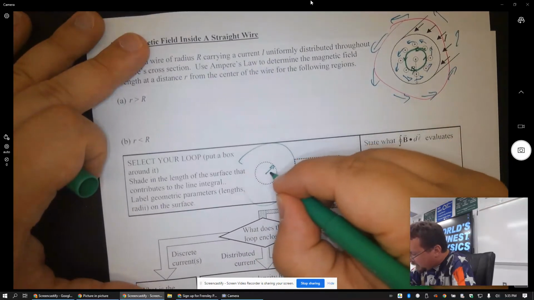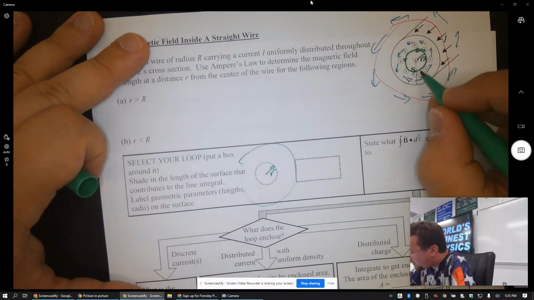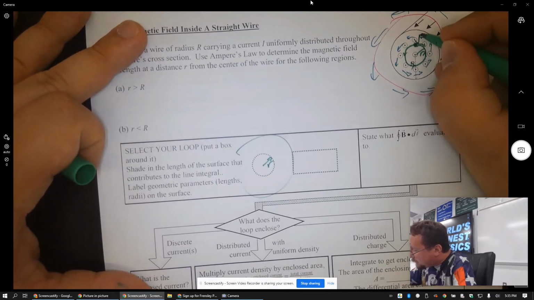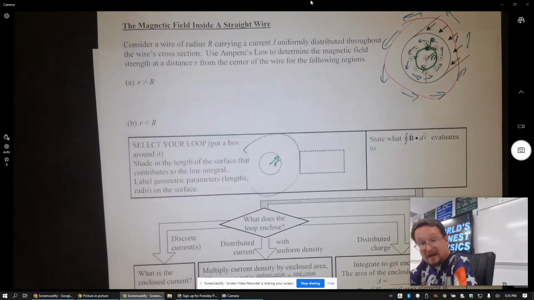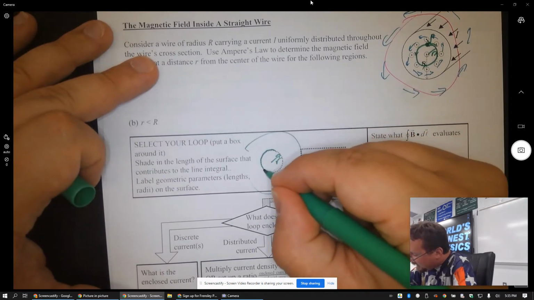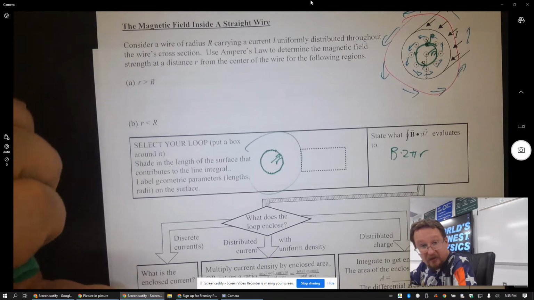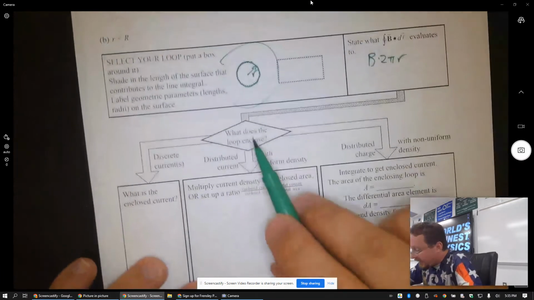So the radius is going to be lowercase r. Big R is the radius of the wire. Lowercase r is the radius of my loop. That takes me out to point P. That's where I want to know what the magnetic field strength is. So the entire length is going to contribute, right? Okay, what does the loop enclose?